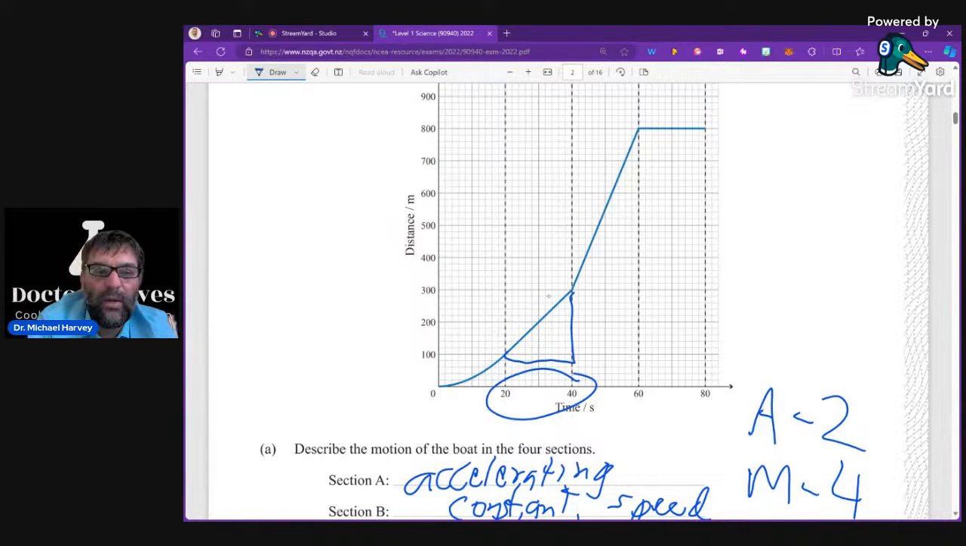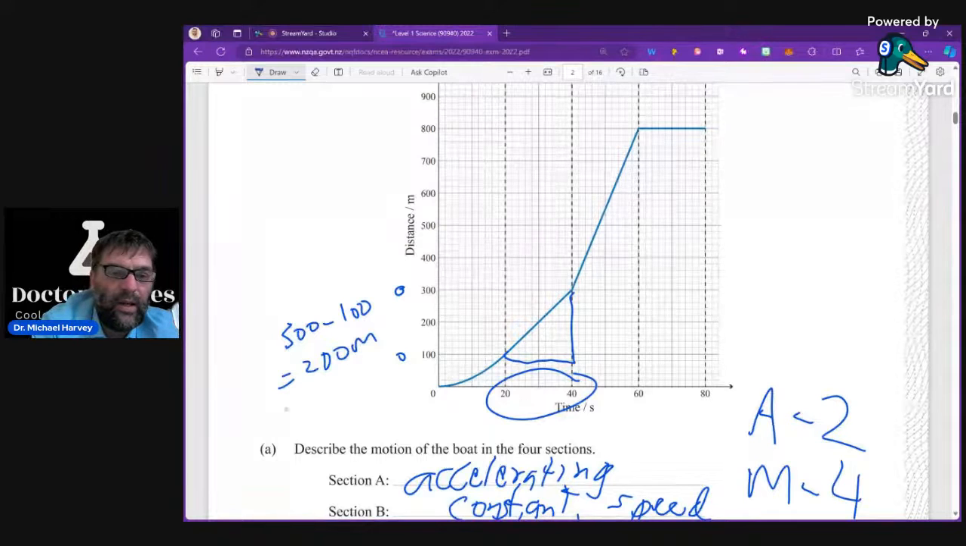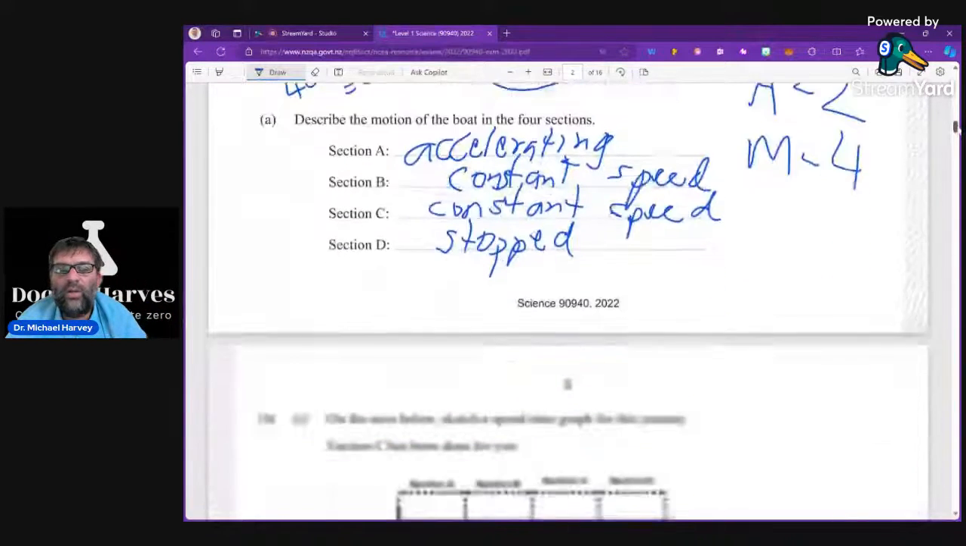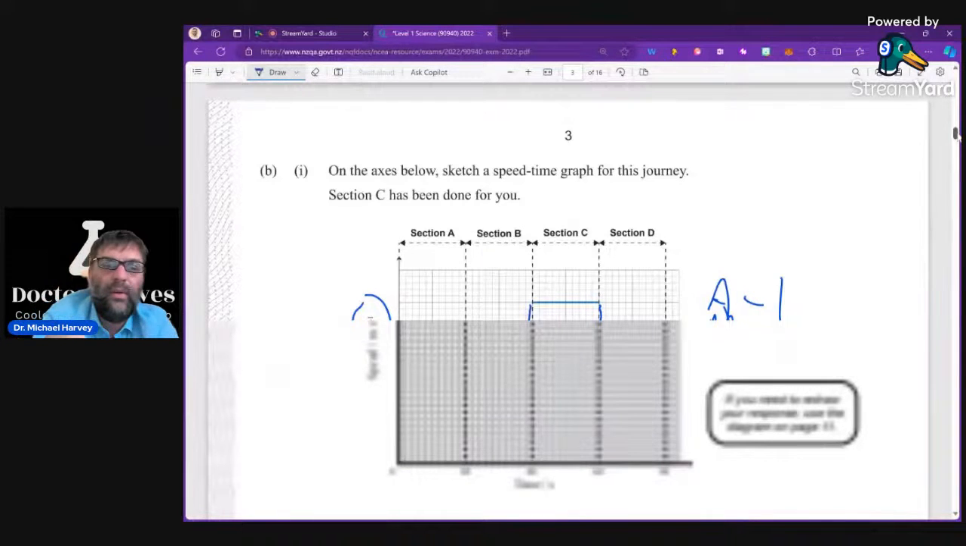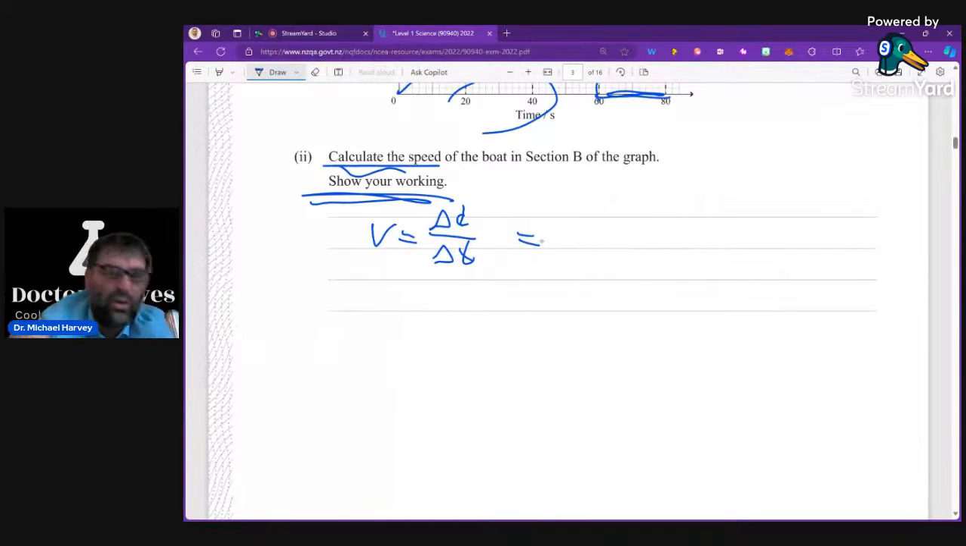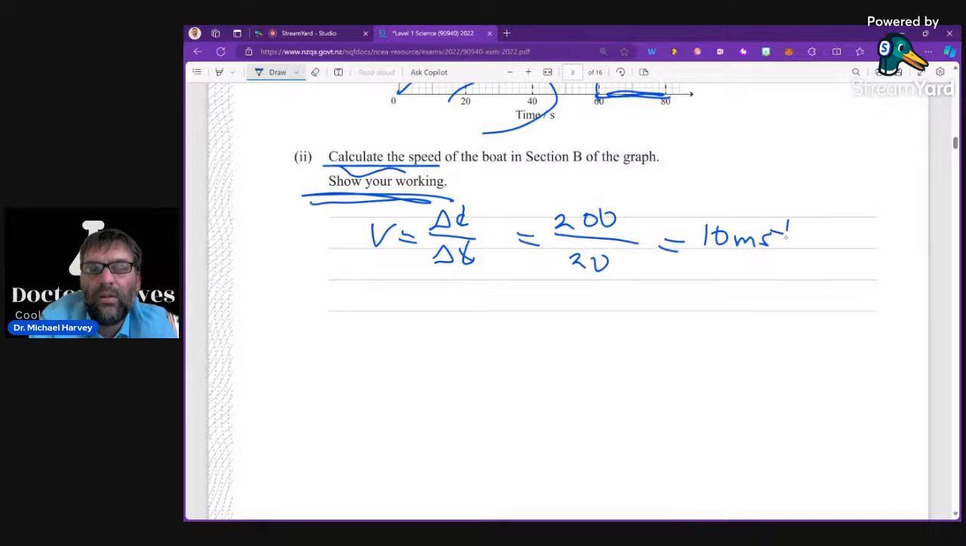is going to be 300 minus 100, which equals 200 meters. And then our change in time will be 40 minus 20, which equals 20 seconds. So if we plug that into our equation, our change in distance will be 200 and our change in time will be 20, which equals a speed of 10 meters per second.